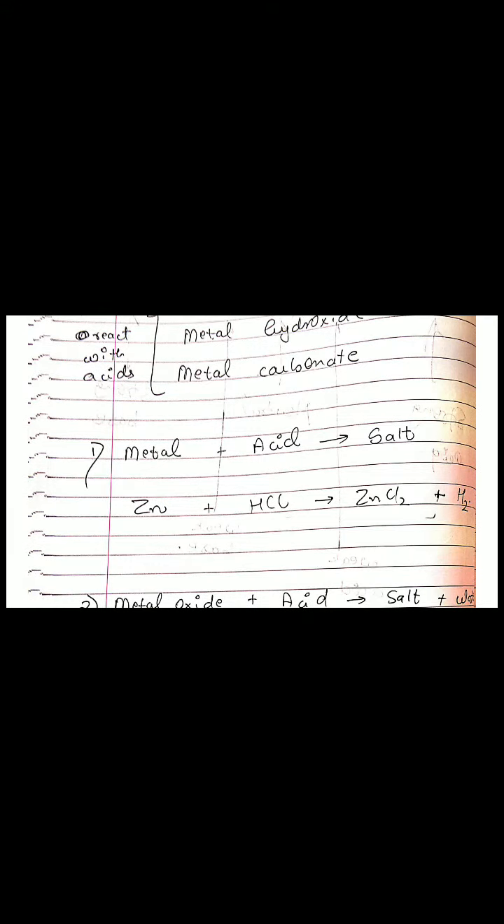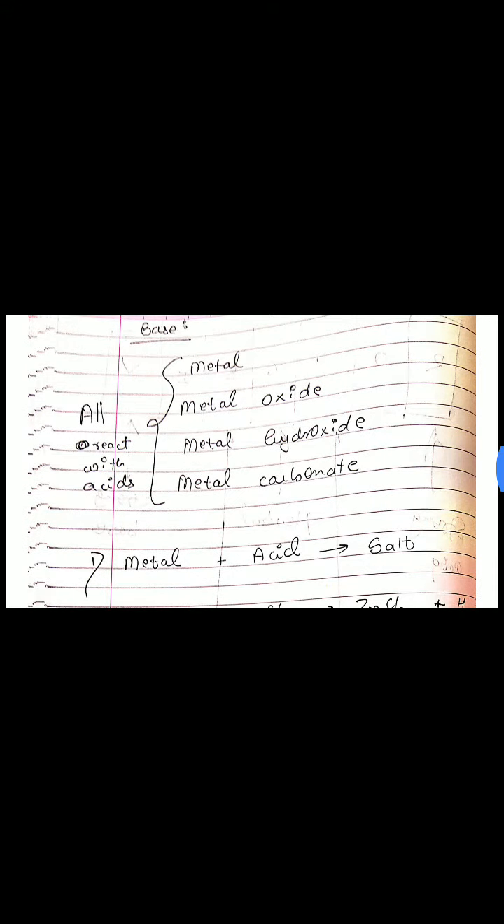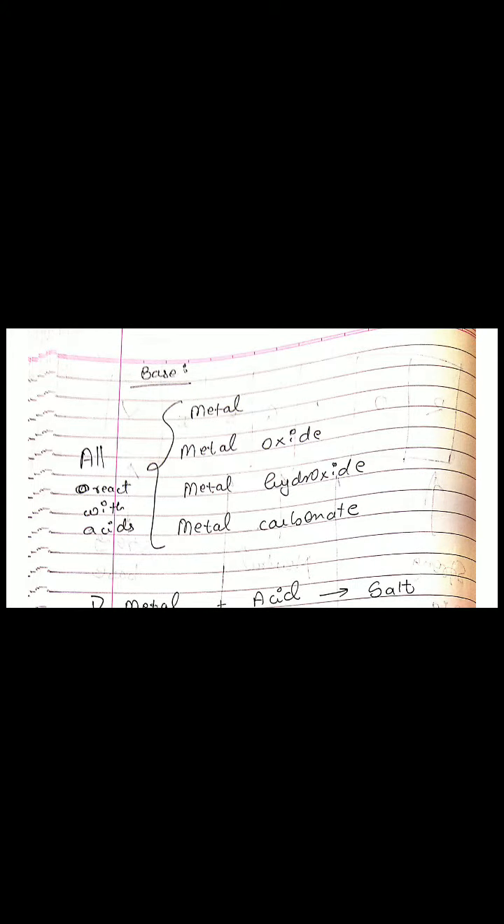Metal plus acid. Okay, but one thing is there. Although all of them react with acid, only three of them could be termed as neutralization reaction. Why only three? Because metal does not give you salt and water. Metal when combined with acid does not give you salt and water. It gives hydrogen instead. Metal oxide gives you salt and water. Metal hydroxide when it reacts with acid gives you salt and water. Metal carbonate when reacting with acid gives you salt and water, and carbonate also gives you carbon dioxide. So that's a special thing that they give.